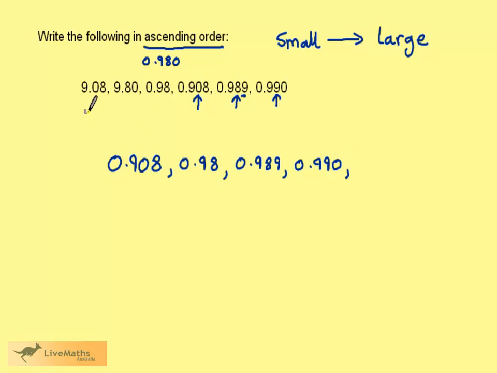So we have two numbers left to consider, those that had 9s in the units column. If we compare the two, we can see in the tenths column this one has a 0 and this one has an 8, so this one must be smaller. 9.08 comes before 9.80.